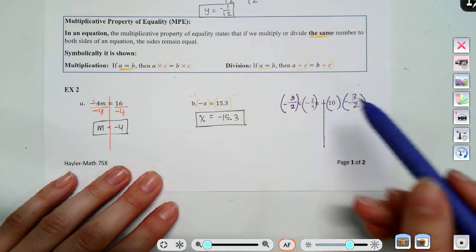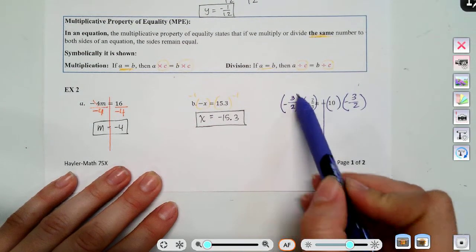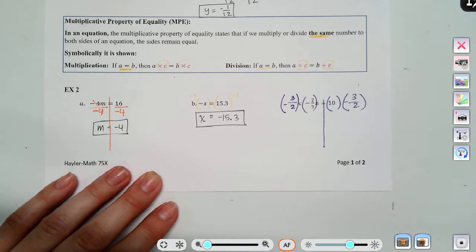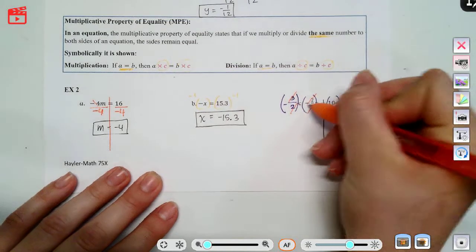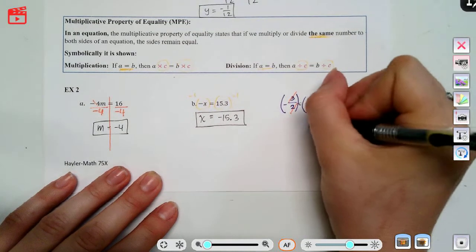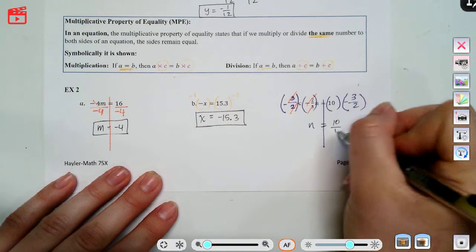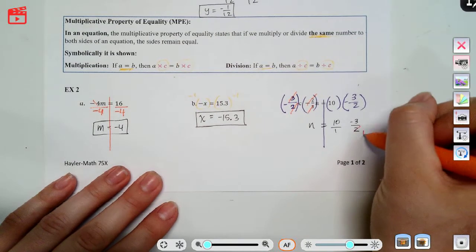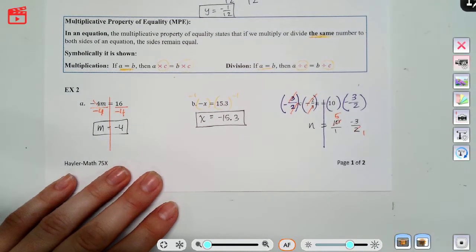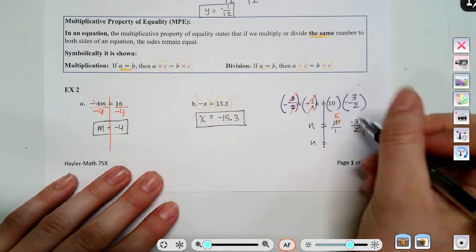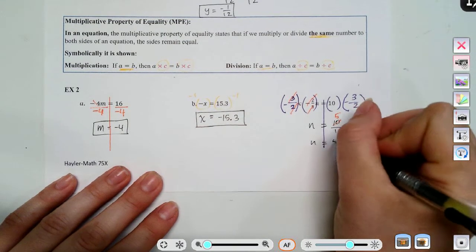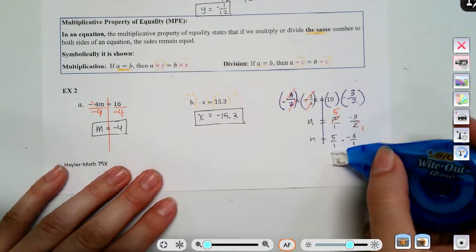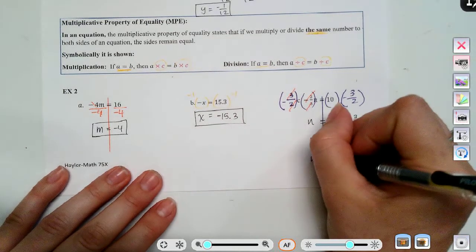Okay, remember the multiplication property. Multiply both sides by 2/3. Sorry, 3/2. So once we've done that, these values will cancel, and we're just left with n on this side. Awesome. So now we have 10/1 times -3/2. We can simplify with the 2. And we're left with n equals 5 times -3. I'll rewrite this. So that answer is going to be n equals -15.